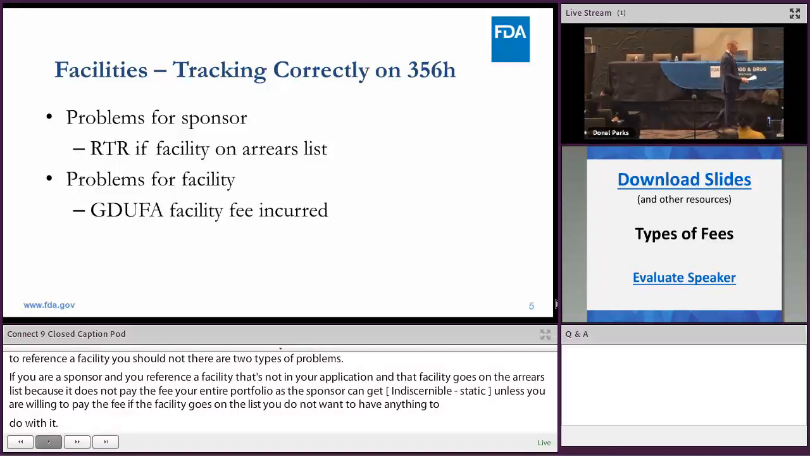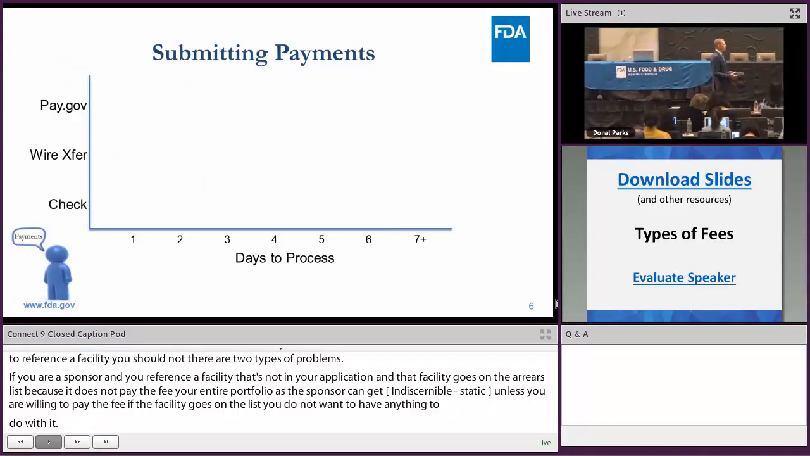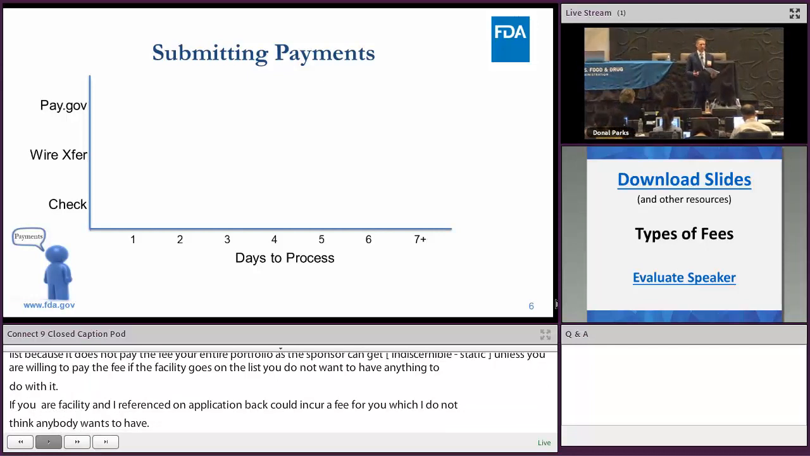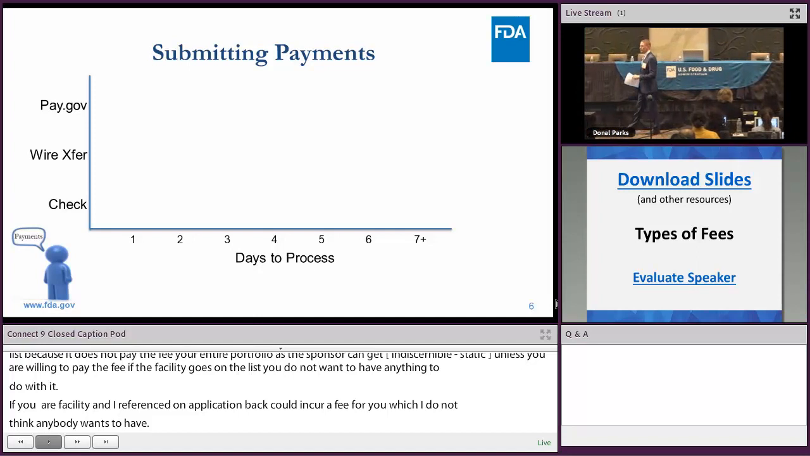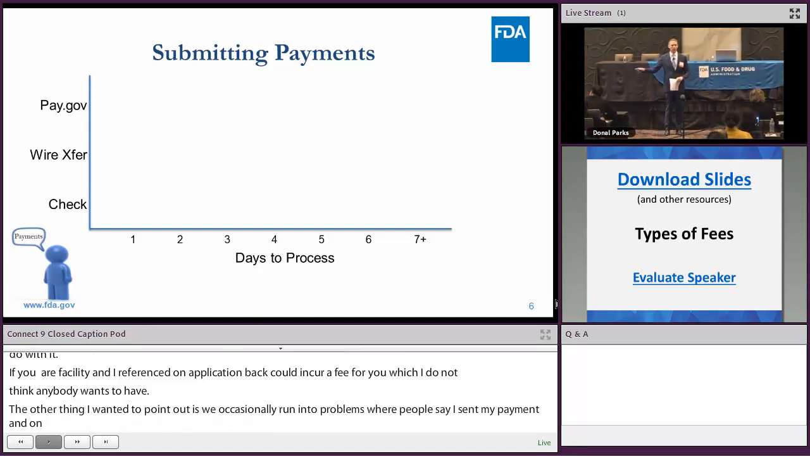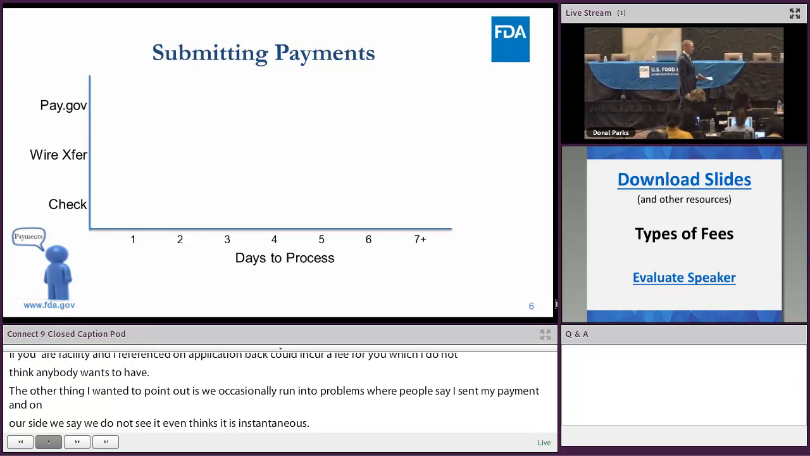All right, so then the other thing I wanted to point out, a separate issue, is we occasionally run into problems where people say, well, I sent my payment in. And on our side, we're like, okay, but we didn't see it. And so part of the problem there turns out to be that people think it's instantaneous. I mean, in today's age of internet time, they think, oh, I hit the go button, therefore they must have received it. Well, there's 3 different ways to submit these payments to us, and the time associated with them varies considerably.